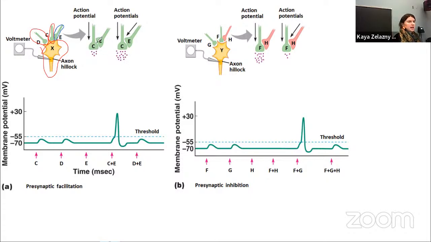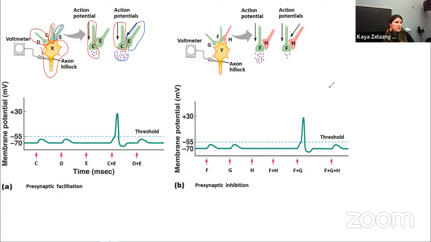So we can see that when there's an action potential coming just down neuron C, actually, let's keep our coloring consistent. So when we have an action potential coming just down neuron C, we release a little bit of neurotransmitter. But if we also have an action potential coming down neuron E, we are increasing the amount of neurotransmitter that we're releasing. Okay? So we could look at that in terms of changes to the membrane potential on neuron X as well.